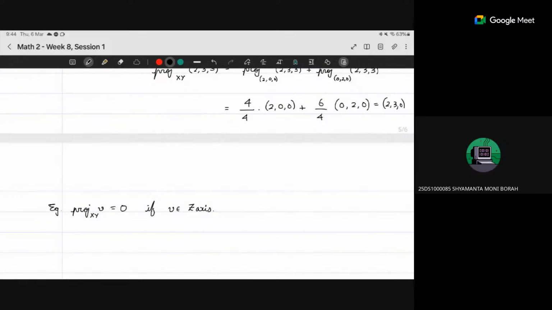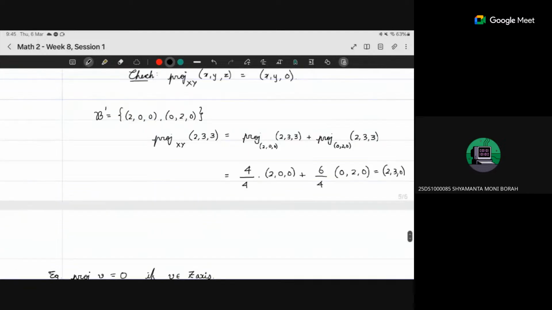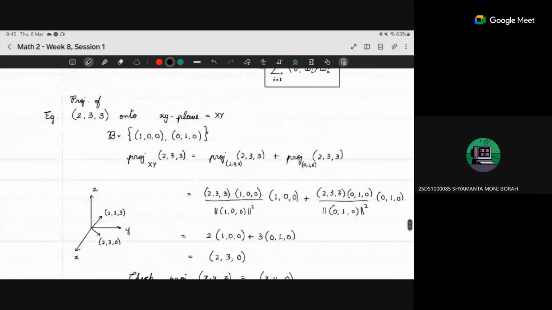Sir, so basically the basis that we are taking for this projection is only to find the projection, right? Yes. In this case, yes, but it does not matter if you take a standard basis or a non-standard basis. As long as it's orthogonal, the end result will be the same. So basically, we have to take an orthogonal basis only. Orthogonal basis only, yeah.